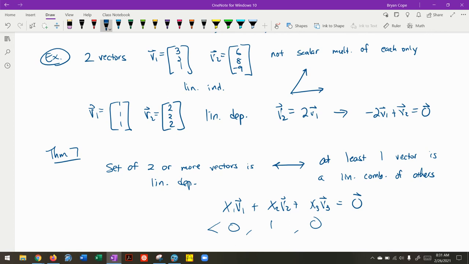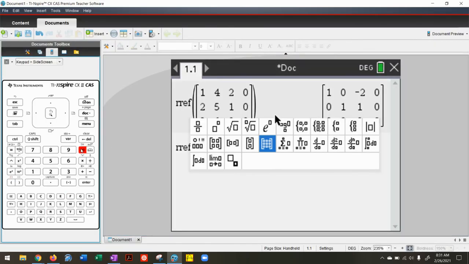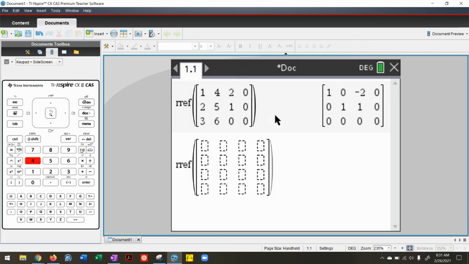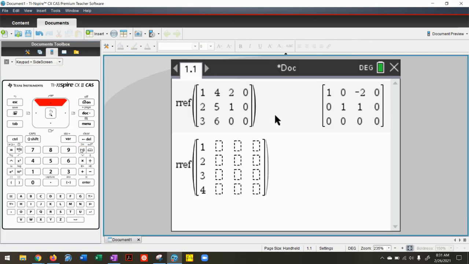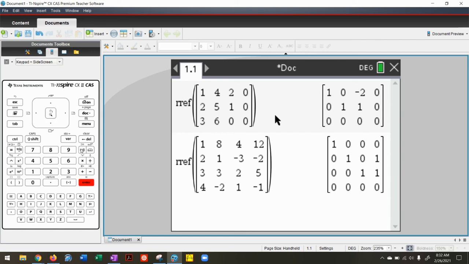In fact, let's try one right now. Let's take a look at a set of 4 vectors in R4. Okay, so 1, 2, 3, 4. We'll go 8, 1, 3, negative 2, 4, negative 3, 2, 1. And I'm going to purposely make the last vector a linear combination of the middle two. I'm going to make it a simple linear combination. I'm just going to add them: 12, negative 2, 5, and negative 1.